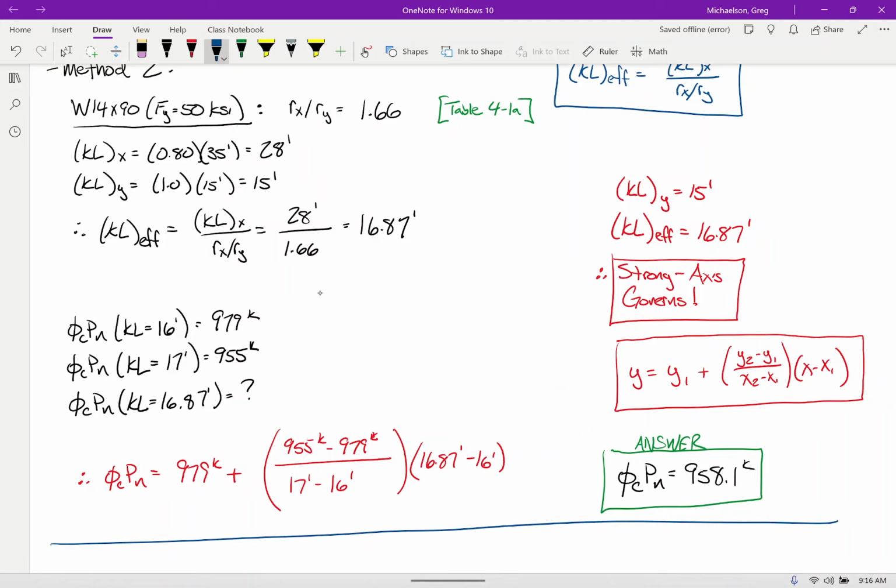I mean, the column curve looks like this, and we're linearly interpolating. Right? And again, all we're doing is saying, okay, here's a straight line fit. Here, I'll erase all these. This is getting cluttered. So at 16 feet, this is the capacity. At 17 feet, this is the capacity. We're trying to find the capacity right here, at 16.87. So we're just going here and going there, and we're reading this. That's all we're doing. Right? Does that make sense? Okay.